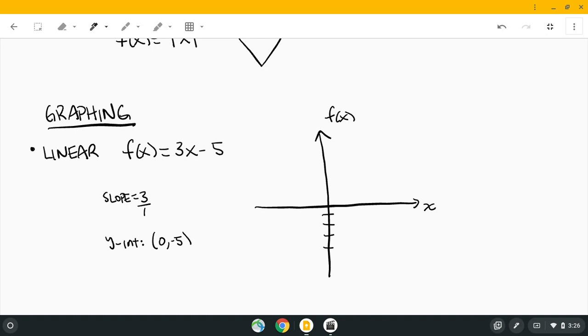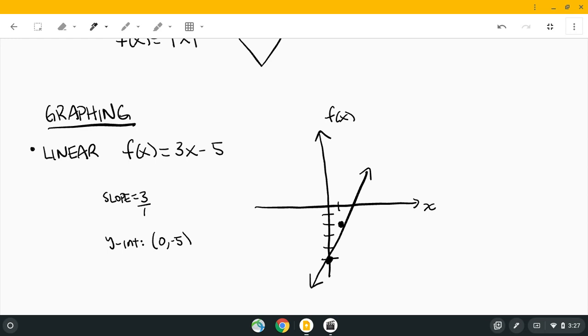1, 2, 3, 4, 5. So I have a point. My y-intercept is at (0, -5). And then from my y-intercept, I'm going to do my slope, which is rise over run. So I'm going to rise 3, 1, 2, 3, and then I'm going to run 1. Our slope is 3 over 1. That's rise over run. So I rise 3 and run 1. And that's how I get my linear graph.